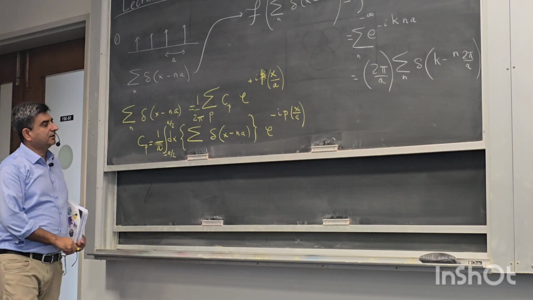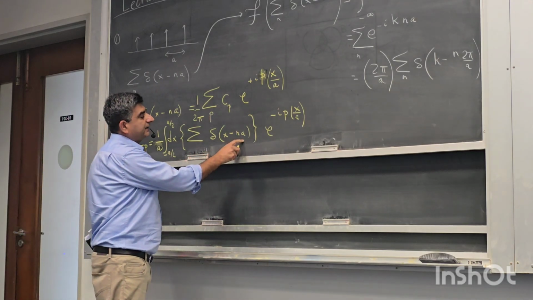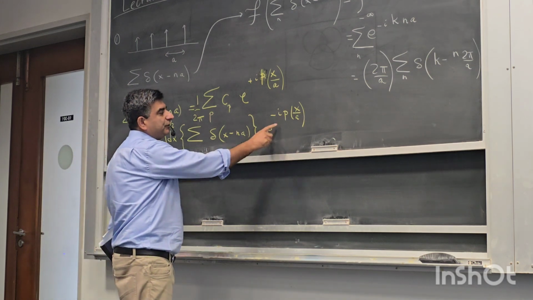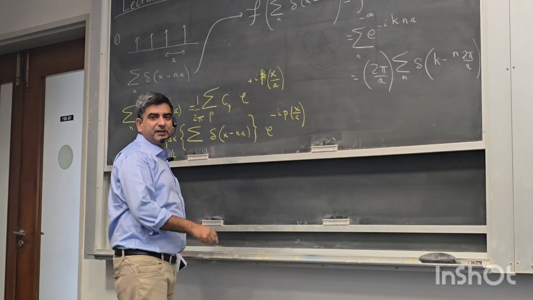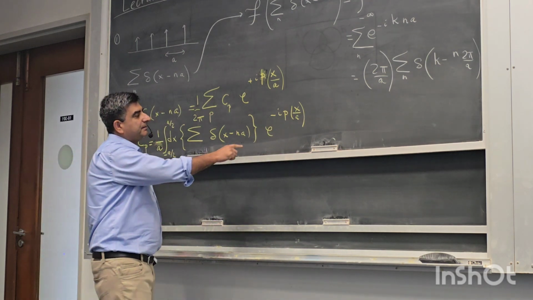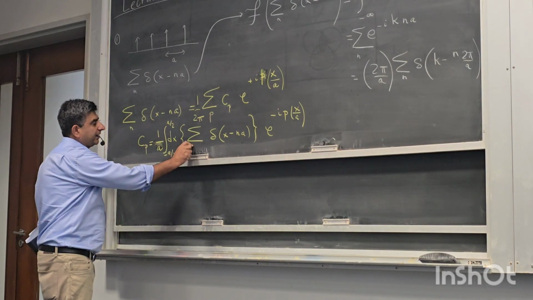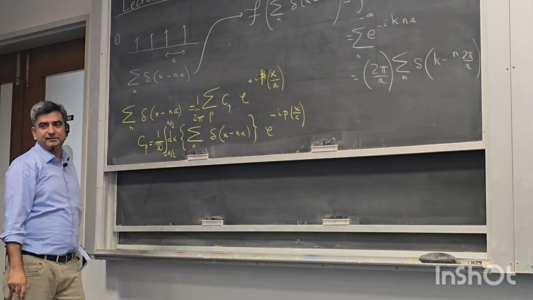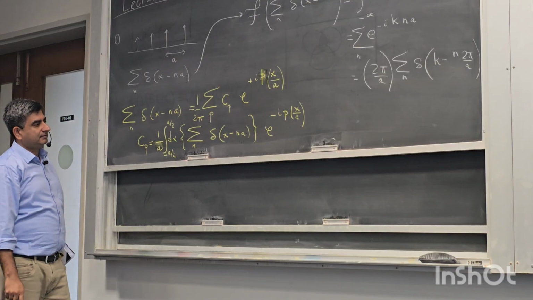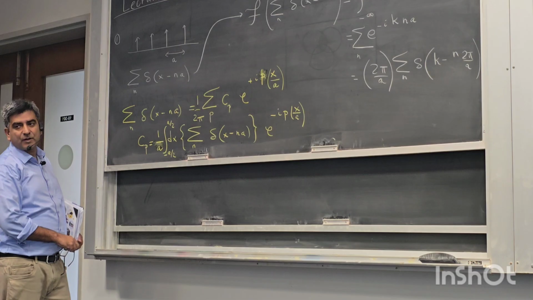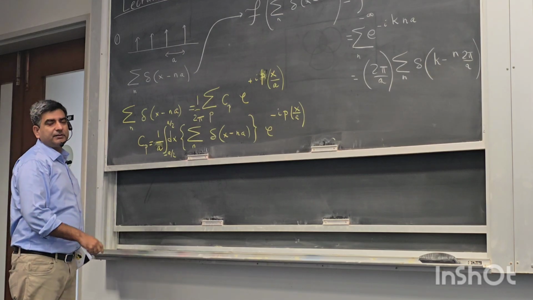Now this function delta x minus n a samples this function, which means that x has to be equal to n a. So this becomes e to the minus i p n, and you're taking a sum over all n's. Okay, so yes please.